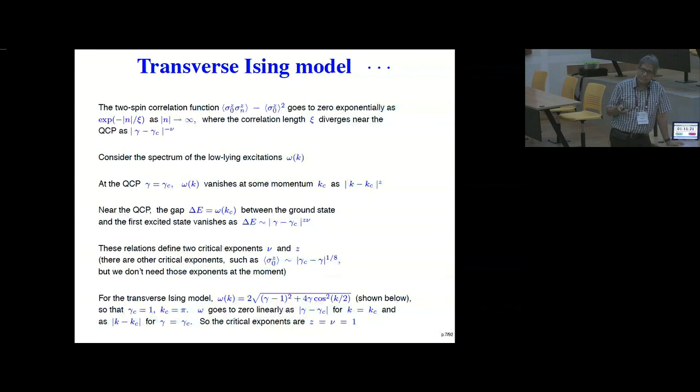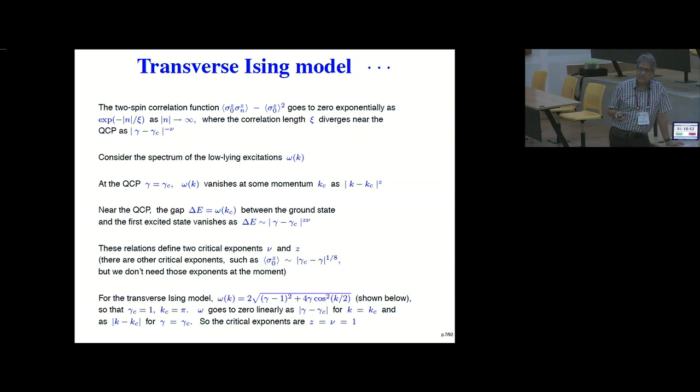By the way, there is both a concept of a critical parameter, gamma c, as well as a critical momentum, kc. The energy vanishes near the critical momentum. Now the gap, which is omega at kc, between the ground state and the first excited state, vanishes as gamma minus gamma c to the power z. You can actually sort of understand this by combining this statement and that statement.